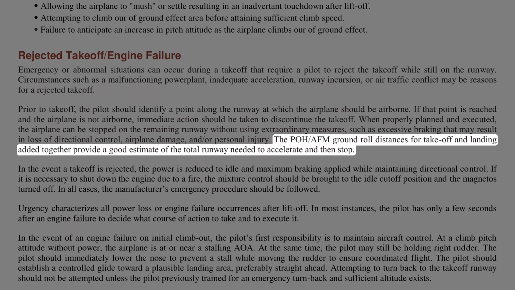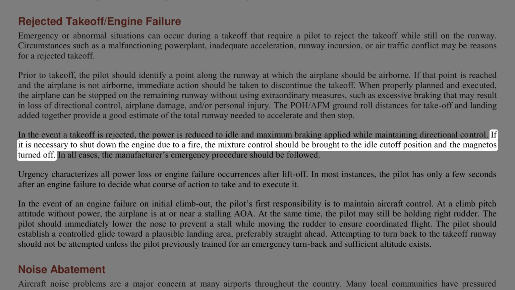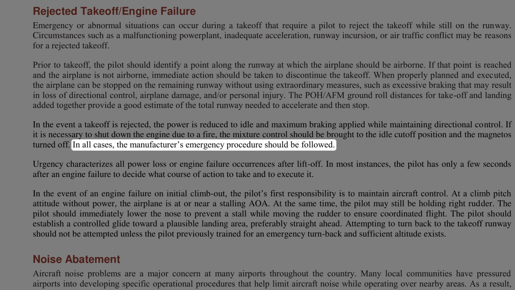The POH/AFM ground roll distances for takeoff and landing added together provide a good estimate of the total runway needed to accelerate and then stop. In the event a takeoff is rejected, the power is reduced to idle and maximum braking applied while maintaining directional control. If it is necessary to shut down the engine due to a fire, the mixture control should be brought to the idle cutoff position and the magnetos turned off. In all cases, the manufacturer's emergency procedure should be followed.